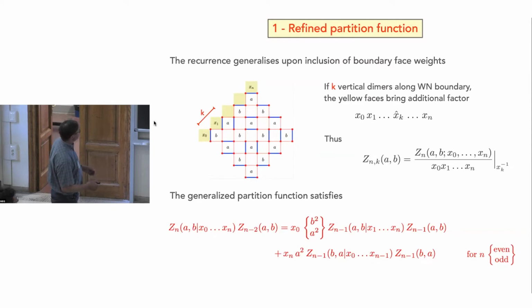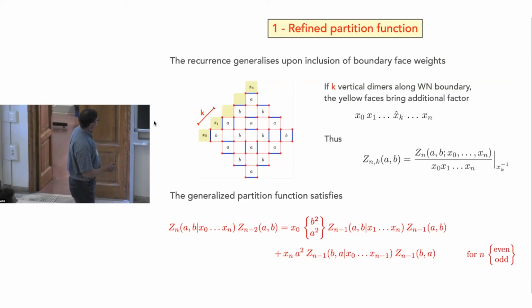And so if you divide the full partition function by the product of all variables, all will cancel because of this term, except you'll get an xk minus 1. So you pick the coefficient of xk minus 1 of this ratio, and you get the quantity you are looking for. Now, the Kuo quadratic recurrence now reads in this particular case as this.